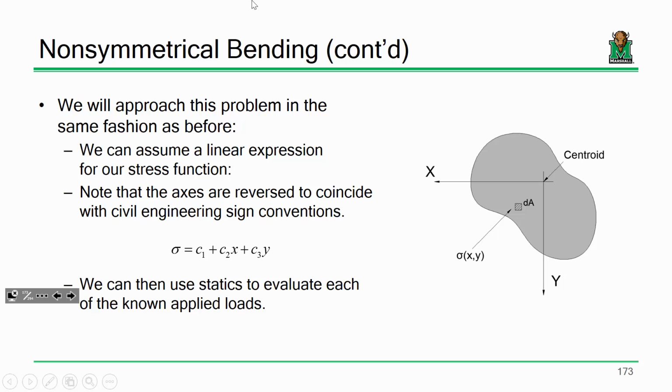Now, if you're wondering why I got the axes flipped around, I say that's because of civil engineering sign convention. But in all honesty, it's really because we use the whole concept of smiley face positive, frowny face negative for our bending moments. Well, if you get into the whole right-hand rule thing, that's actually upside down. So that's why the axes are faced like this.